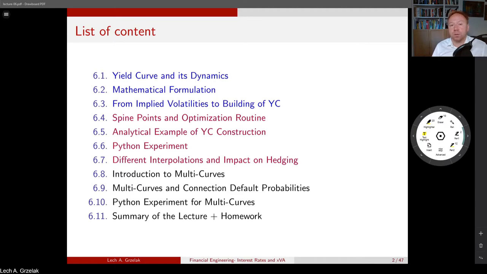If we are thinking of building a curve, first we need to formulate it mathematically. What is the problem that we want to solve? We will find also in this block the relation between implied volatilities that we have discussed previously in the course of computational finance, and I will link that also to the concept of building a curve.